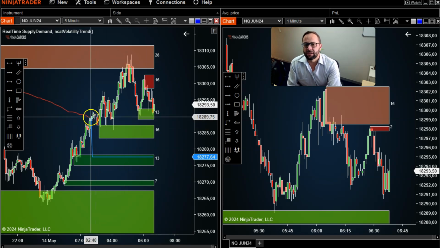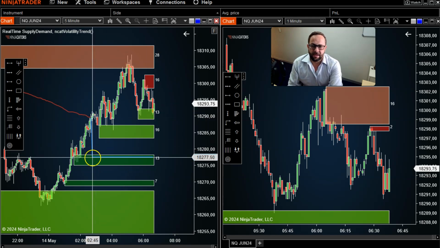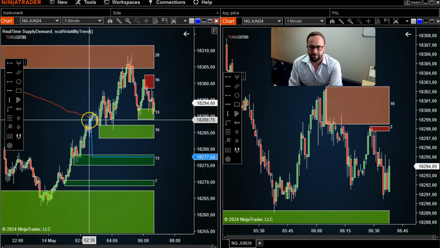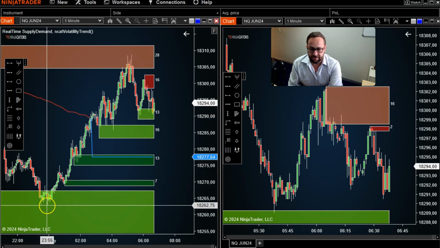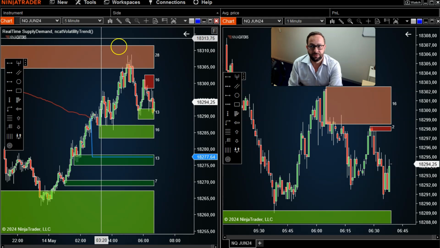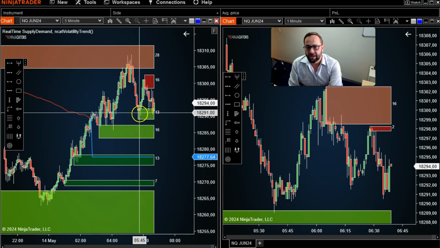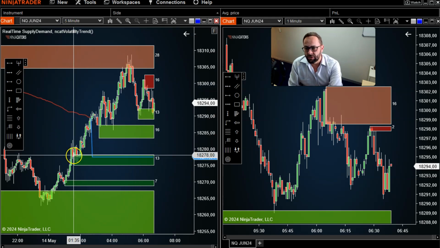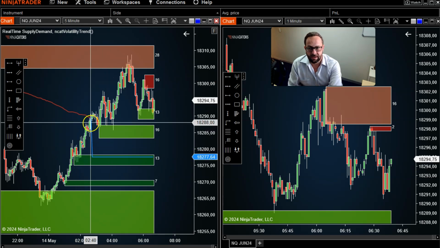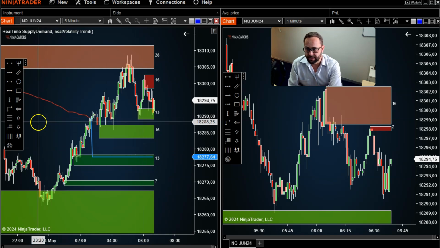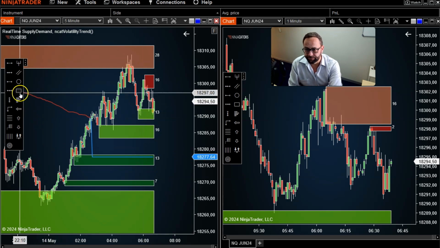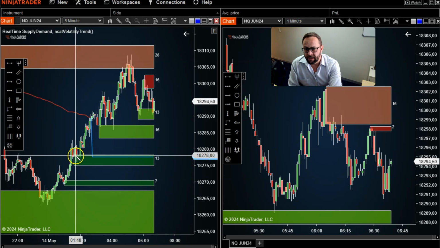Since, in this case, the NASDAQ is currently trading above this volatility trend indicator, it's indicating a bullish trend here on the 5-minute. I would then look for a demand zone. I only want to trade long from the demand zones because the indicator is telling me we're in a bullish environment. I want to find a zone that has not been tested yet.